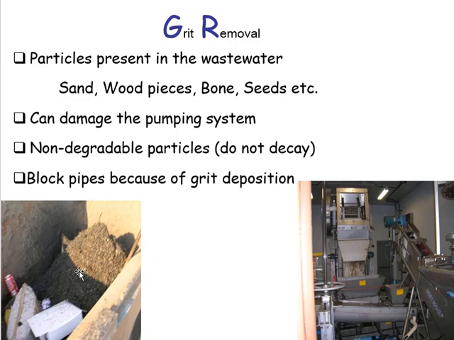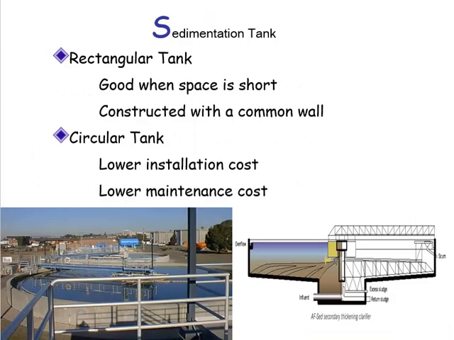Why do we remove the grit? Because if the grit remains there when the water goes into the pumps, it may damage the pumps, right? And these solids are generally non-biodegradable, and they cannot be removed by the bacteria, so they will remain there. They will not be removed from the wastewater. And also, when it goes to the piping system, it will choke the pipe, it will block the pipe because of this settling in the pipe. So that's why we do the grit removal.